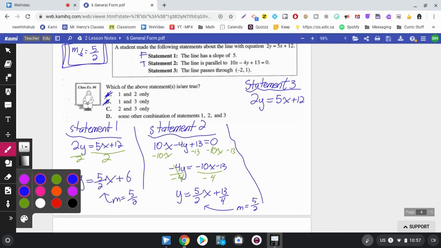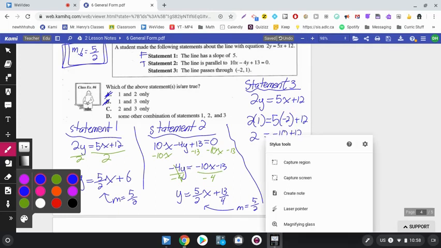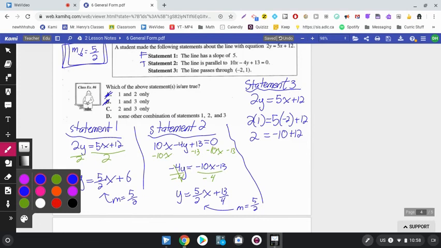So I'm going to plug that in. The y value is 1. 2 times 1 equals 5 times negative 2 plus 12. And what I'm going to do is simplify the left side all the way down, simplify the right side all the way down, and see if I get the same thing on both sides. So 2 times 1, 2, equals 5 times negative 2 would be 10. And then I have to add 12 to that. So 2 is simplified. I can't do anything more. I just say 2 equals negative 10 plus 12 is 2.